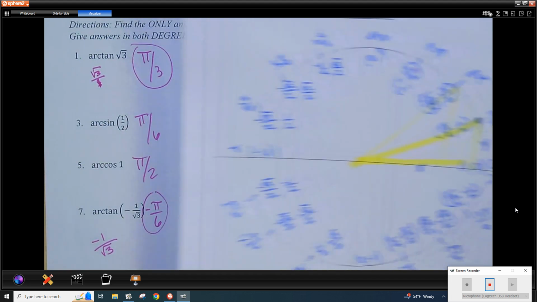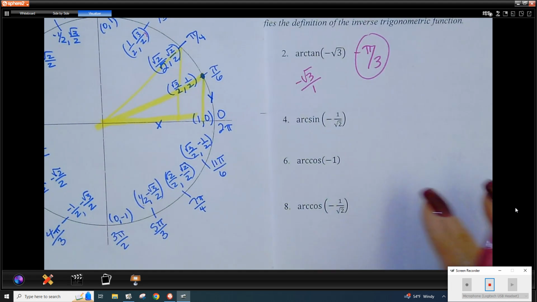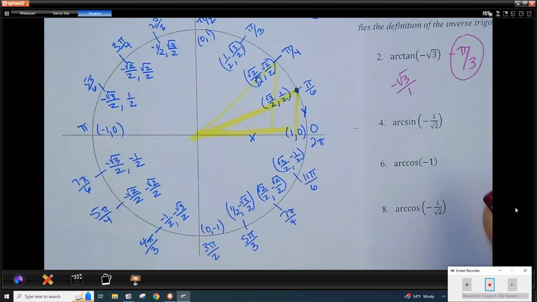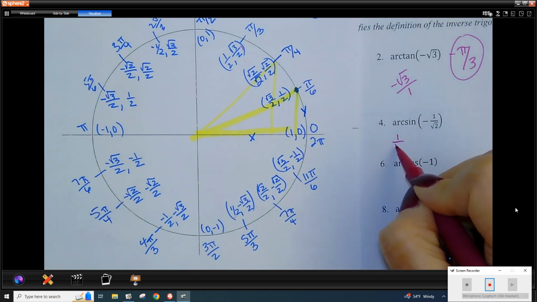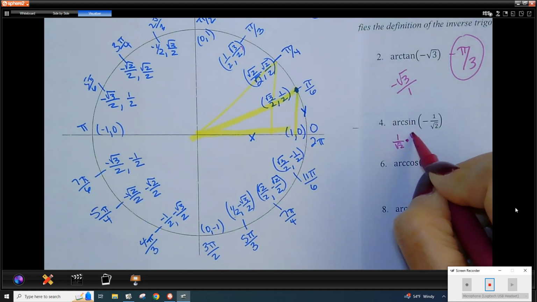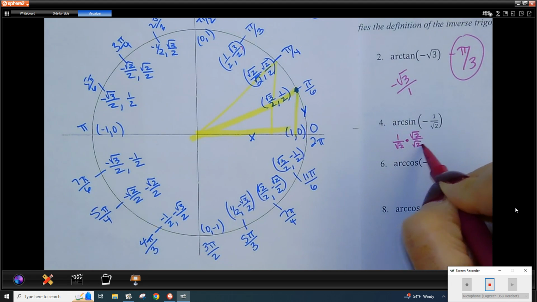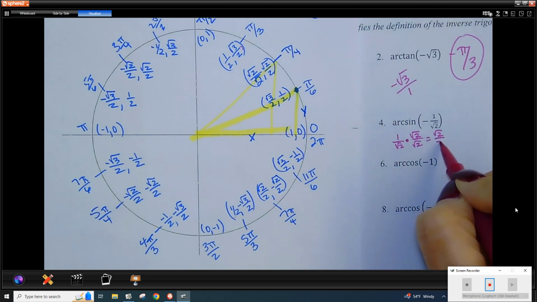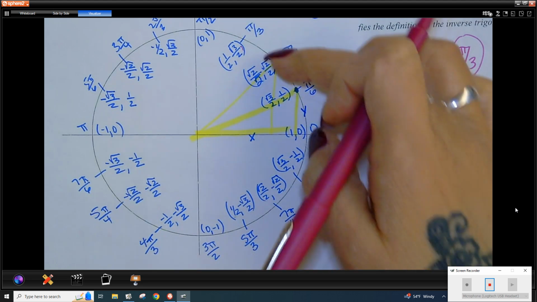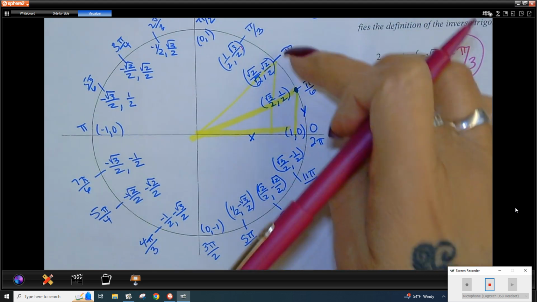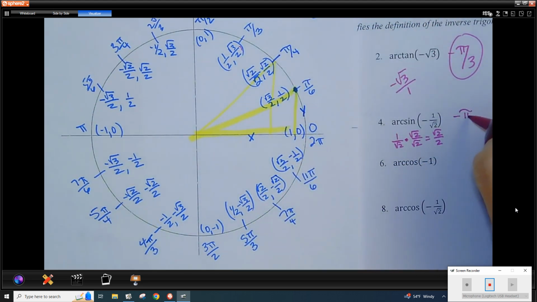Now for the other side, arcsine of 1 over square root of 2. Remember, if we rationalize the denominator, we get square root of 2 over 2. So where is our y equal to negative that? It is right here. Again, we want negative pi over 4, not 7 pi over 4.